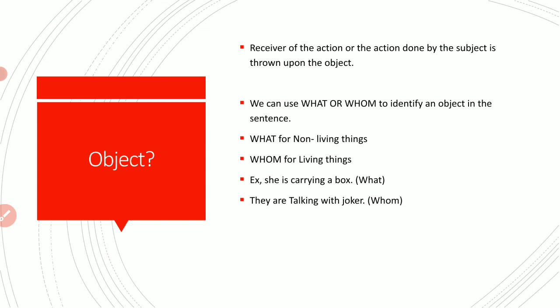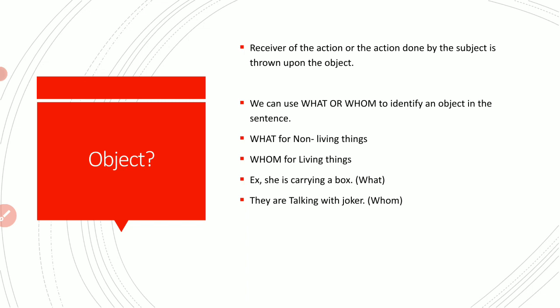Let us take an example. She is carrying a box. She is the subject over here. Is is the linking verb. Carrying is an action verb. Carrying what? So we can use the word what over here. Why? Because there is a non-living thing, that is box. So we can say she is carrying what? The answer is a box. That means there is an object.